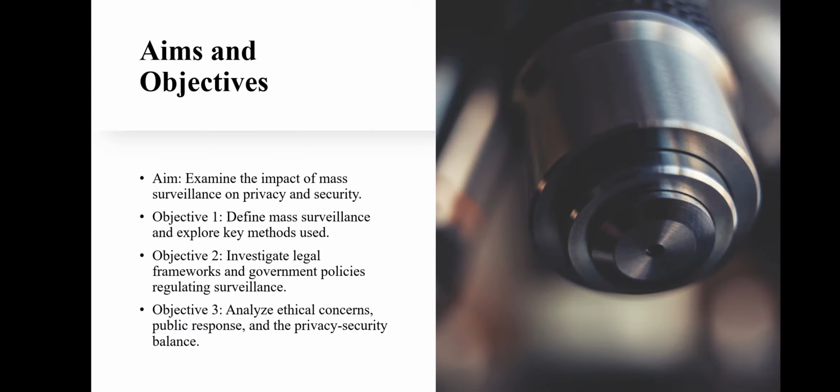So here we go. My aims and objectives of this project were examining the impact of mass surveillance on privacy and security. There are three major objectives which I took, and they are not that complicated. First objective was to define mass surveillance and explore key methods used. Second was to investigate legal frameworks and government policies regulating surveillance. Third, analyze ethical concerns, public response, and the privacy security balance.